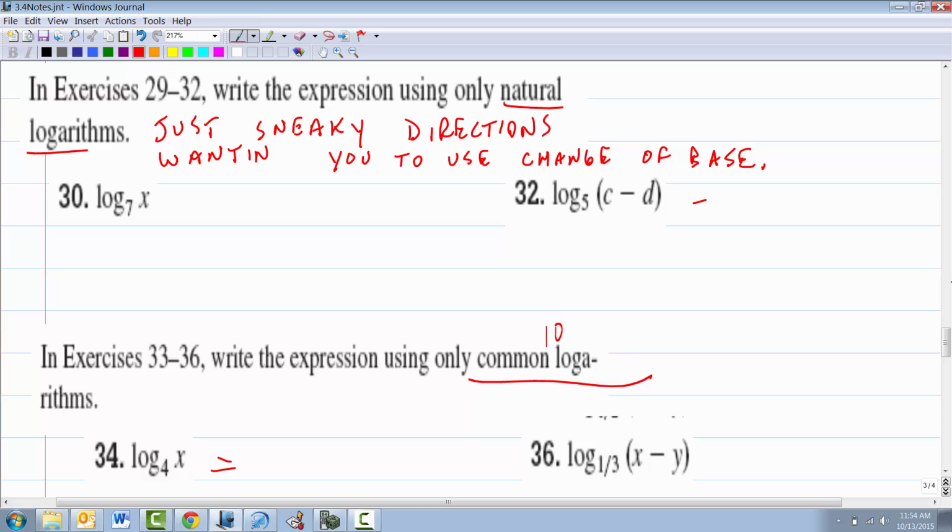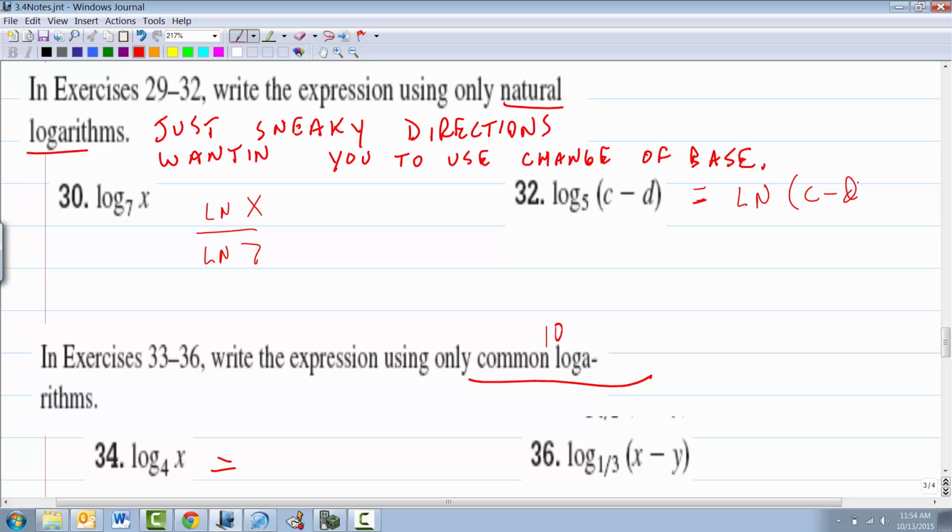How do I take this log base 7 of x and turn it into the natural? By the way, what's the natural log look like? ln. How many times people say natural log is log? Okay, what's log called? The common log. So how do I change this to be the natural log? The change of base. It's just a dumb way of getting you to use this. Yeah, it's silly. I do like this, though.